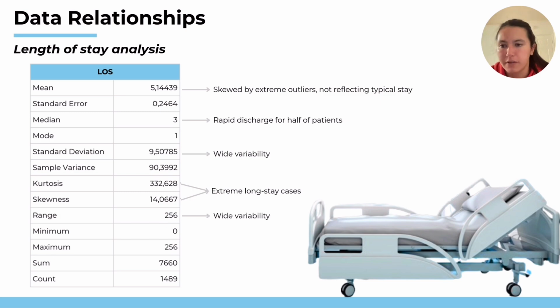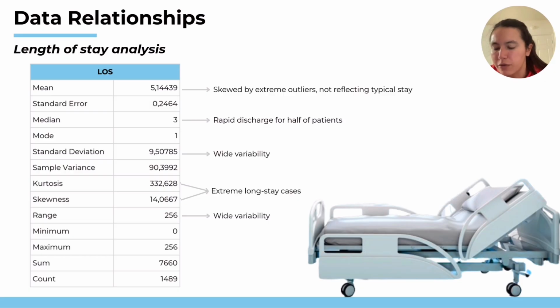Now let's talk about the length of stay. Firstly, its distribution is highly uneven. The mean is 5.1 days, but it is heavily influenced by extreme outliers, so it does not really reflect the typical patient. The median is 3 days, showing that half of patients are discharged quickly. There is also very high variability in hospitalization times, with a standard deviation of 9.5 days and a range going from 0 to 256 days.